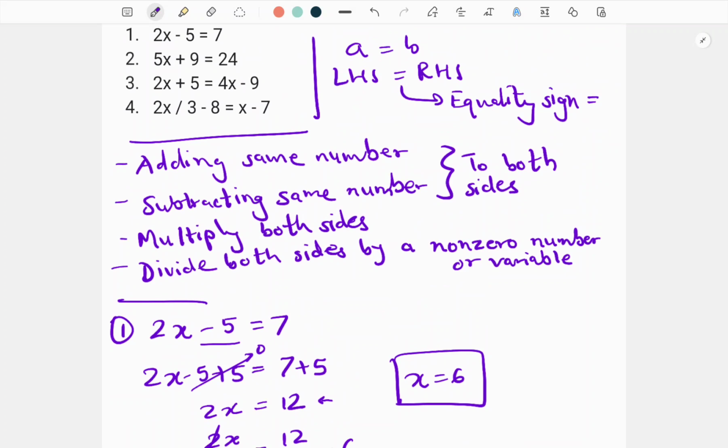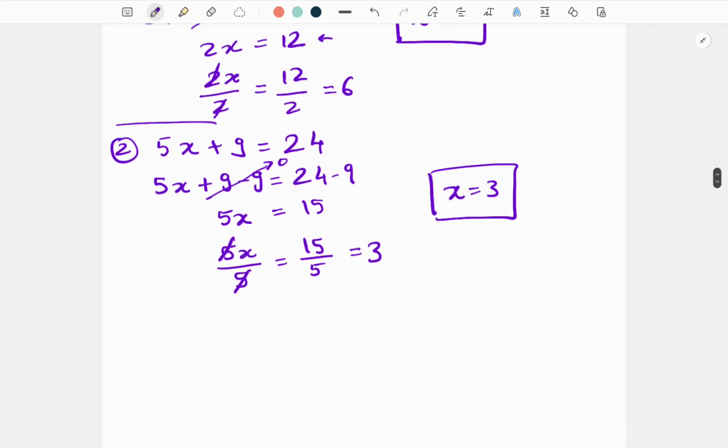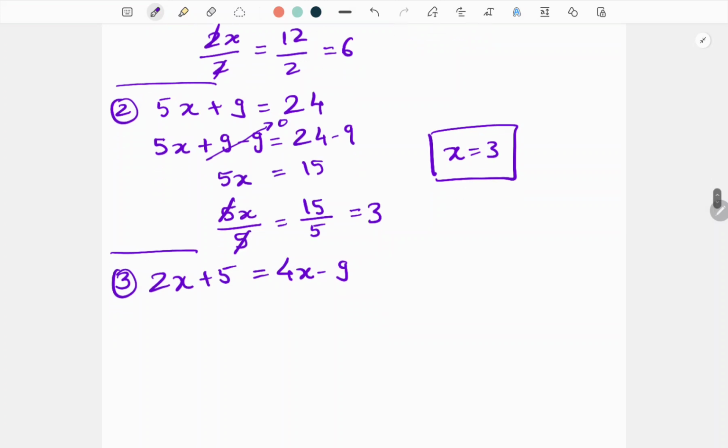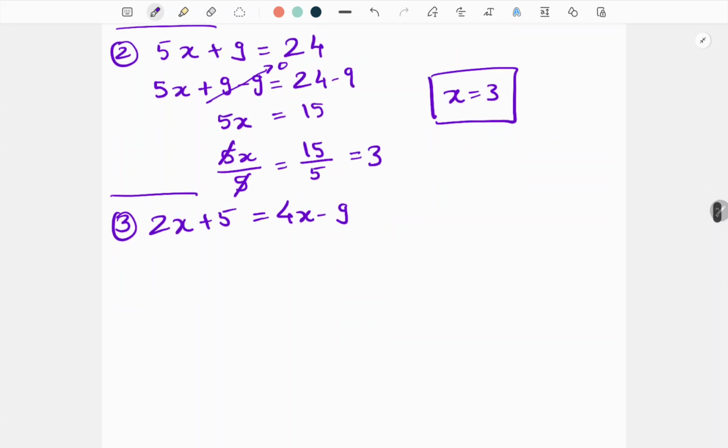2x plus 5 is equal to 4x minus 9. Let's see. 2x plus 5 is equal to 4x minus 9. Right, so here now as you can see there is x on both sides of the equation, and there are also constants on both sides of the equation. So as before we want to separate constants and variables. So let's start from the left hand side. Let's start with the constants on the left hand side.